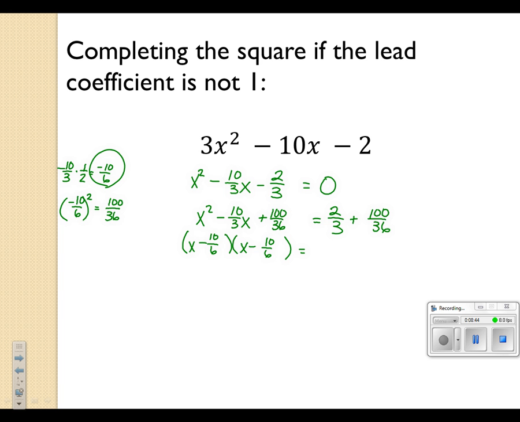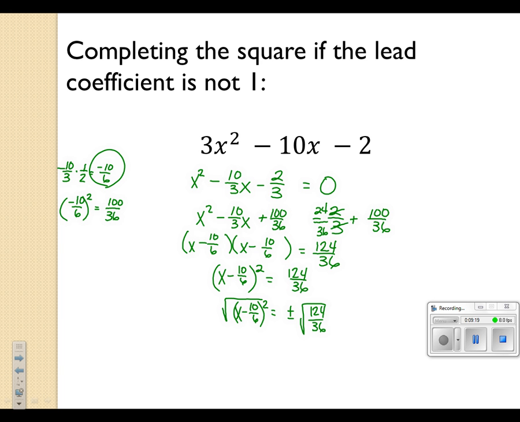I'm going to go ahead and make my equivalent fraction so I can add. So I need my bottom to be 36. My top's going to be a 24. I end up with 124 over 36. So we have x minus 10/6, the whole thing squared, is equal to 124 over 36. I extract my squares. So the square root of this and the roots of 124 over 36.